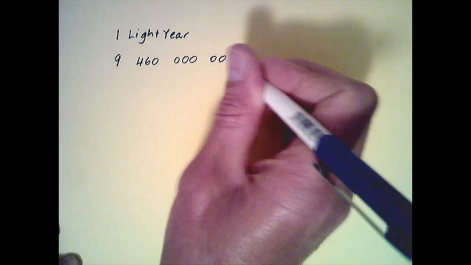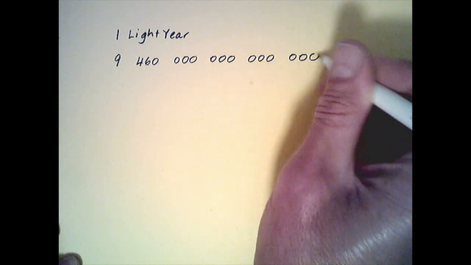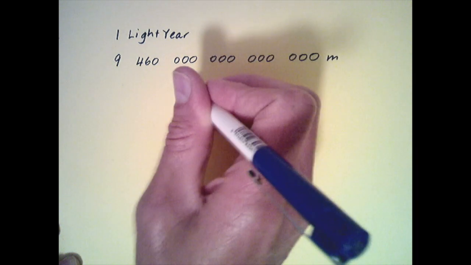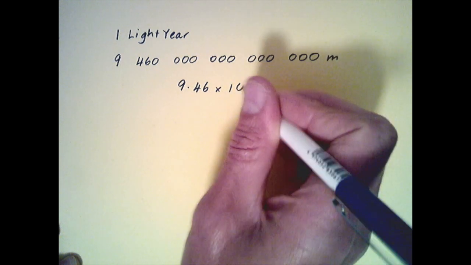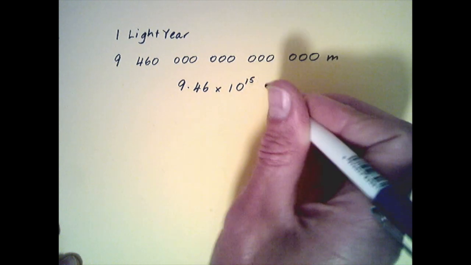9,460,000,000,000,000 meters. Let's have a look and see what that number actually looks like. So we start with a 9, and then it's 460, followed by 12 more zeros. And in scientific notation, we express that as 9.46 times 10 to the power 15 meters.